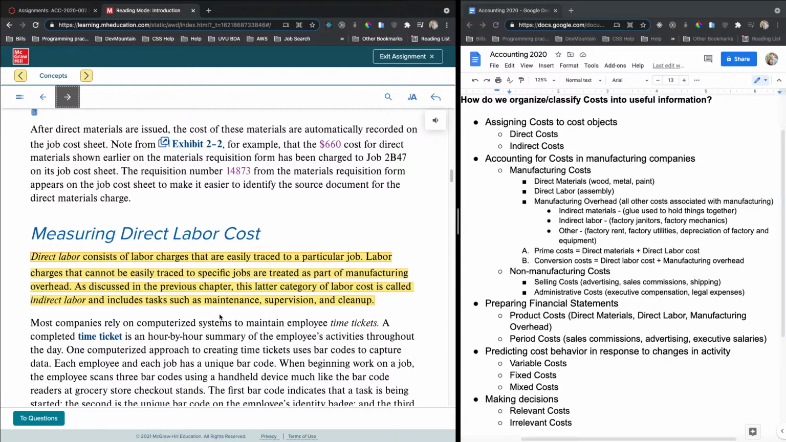The requisition number 14,873 from the materials requisition form appears on the job cost sheet to make it easier to identify the source document for the direct materials charge.